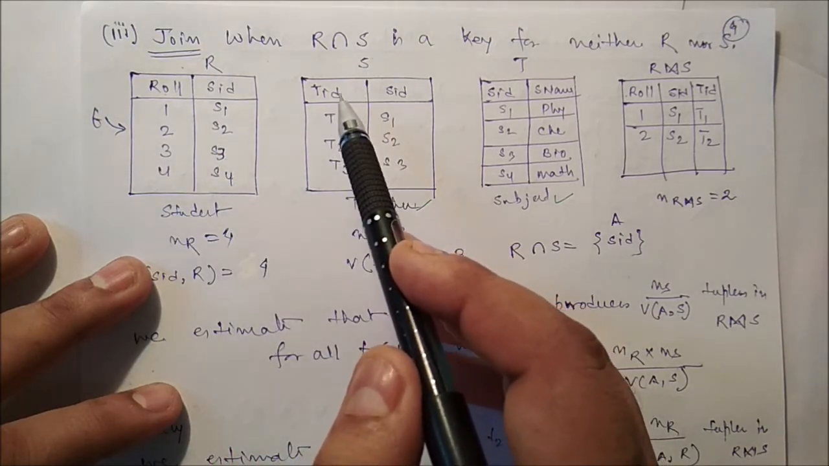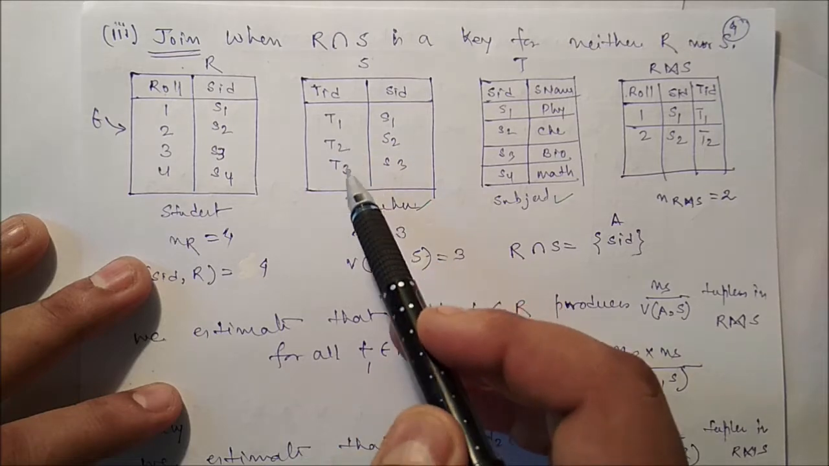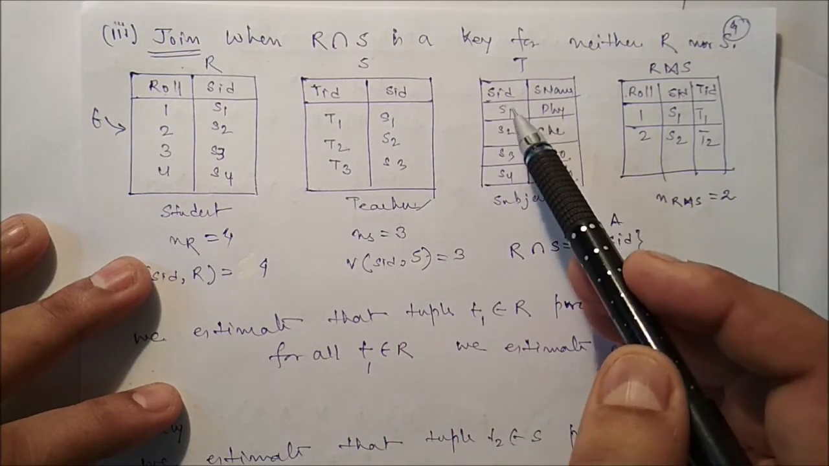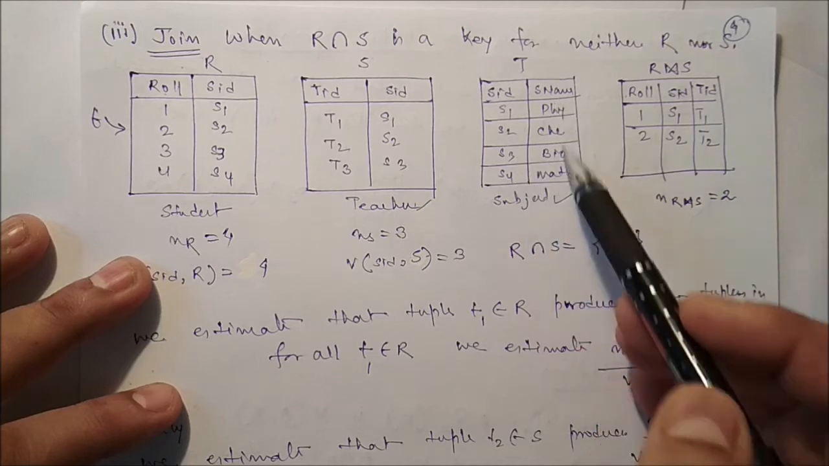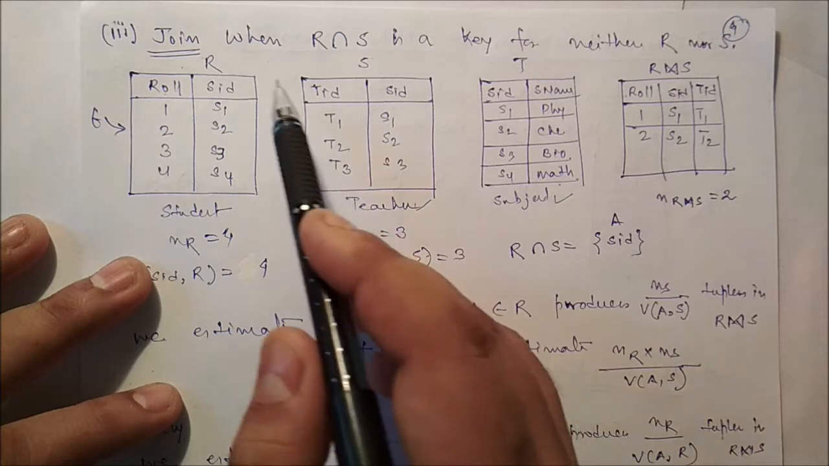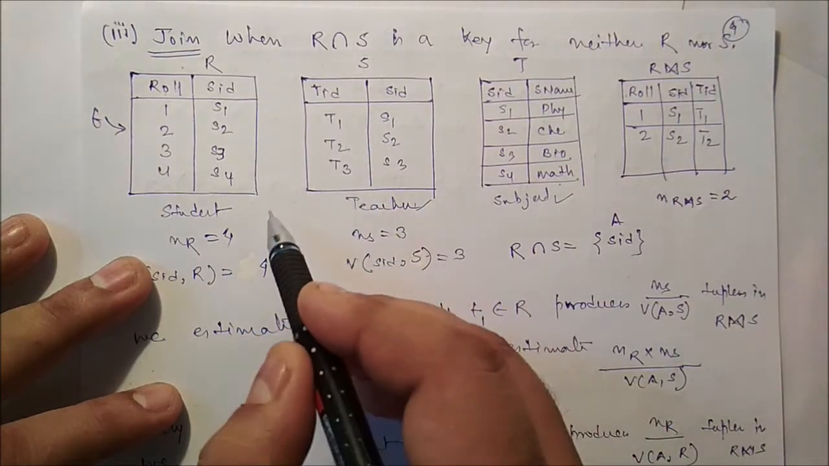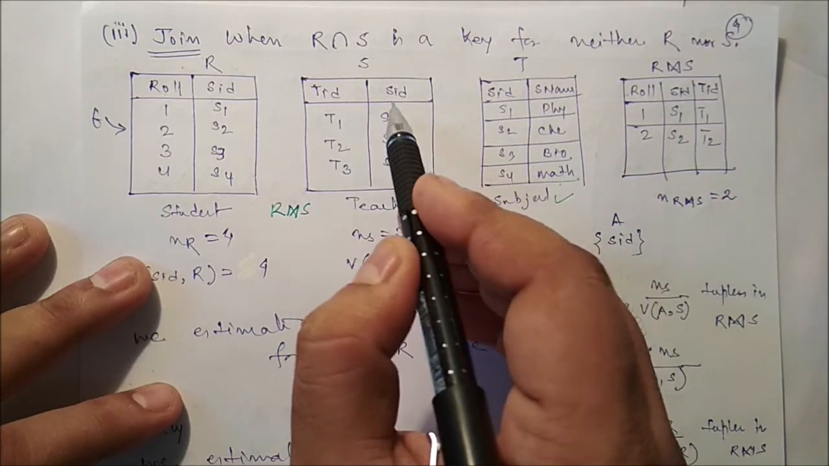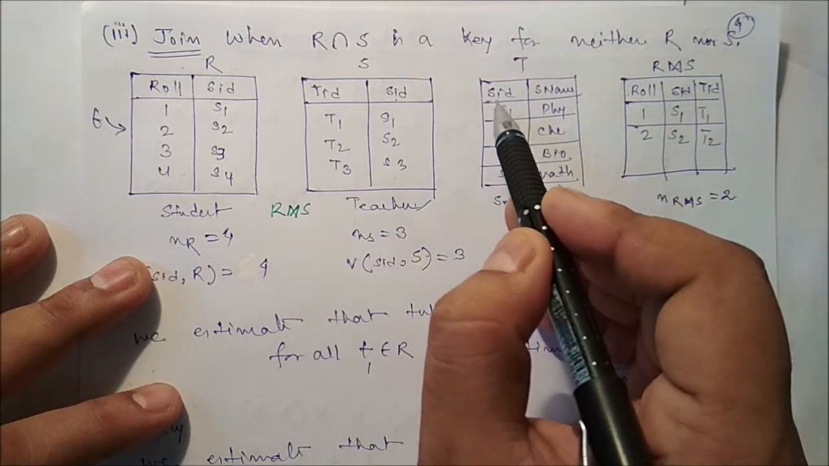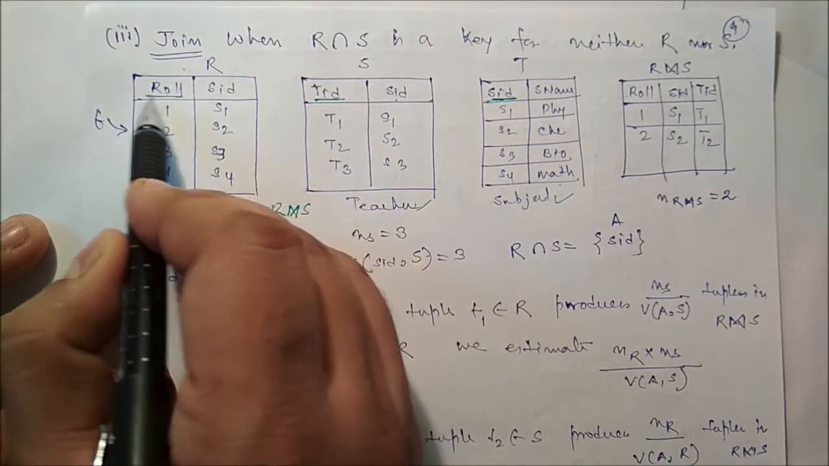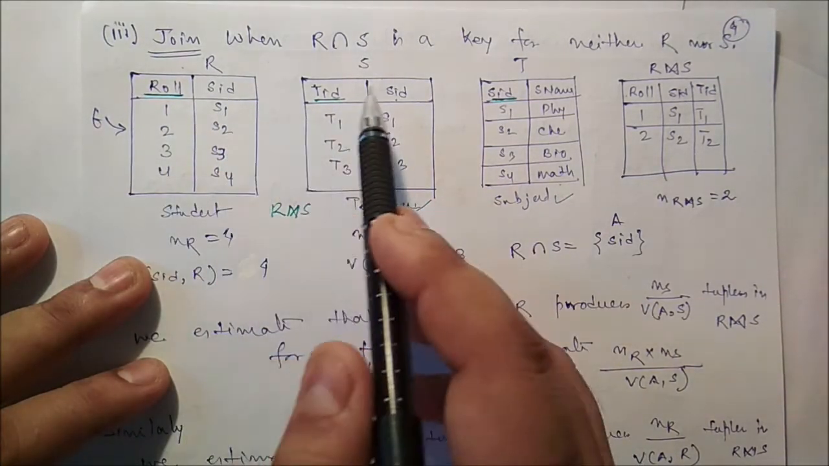Here teacher ID is a primary key: teacher IDs T1, T2, T3, and subject IDs S1, S2, S3. Here the subject IDs are S1, S2, S3, S4, and the subject names are physics, chemistry, biology, and mathematics. Now suppose we want to merge R and S using the foreign key SID. SID is a foreign key of the primary key. Teacher ID is a primary key, roll number is a primary key. But here we want to join R and S.